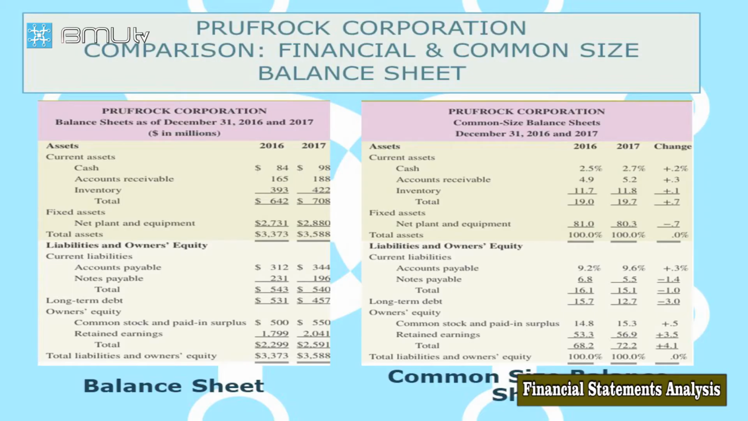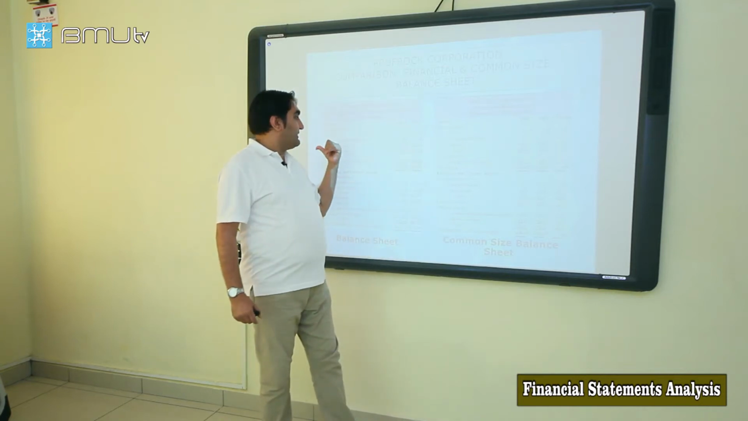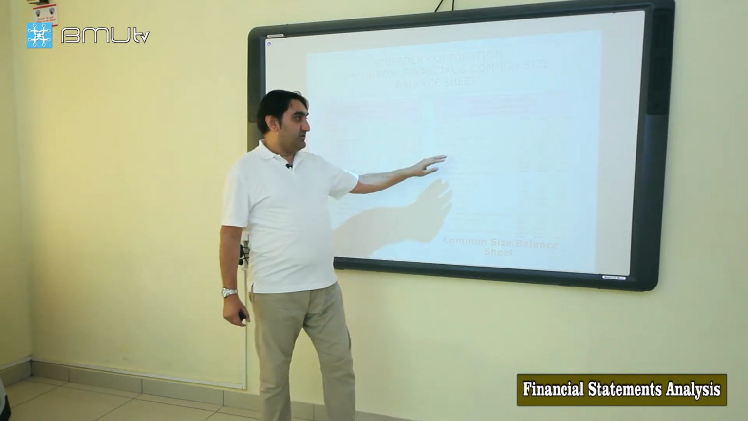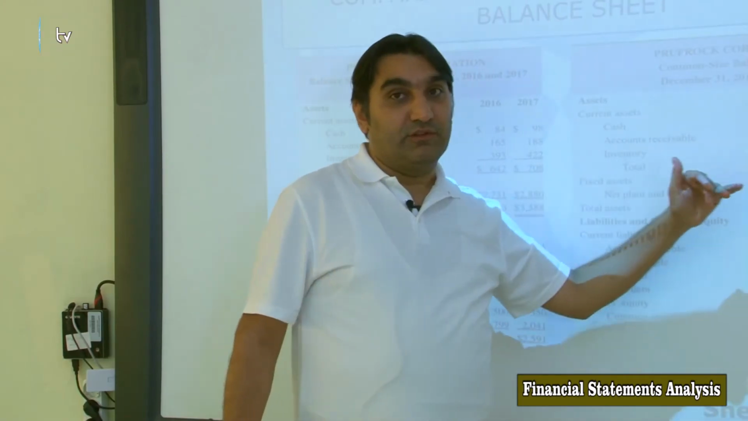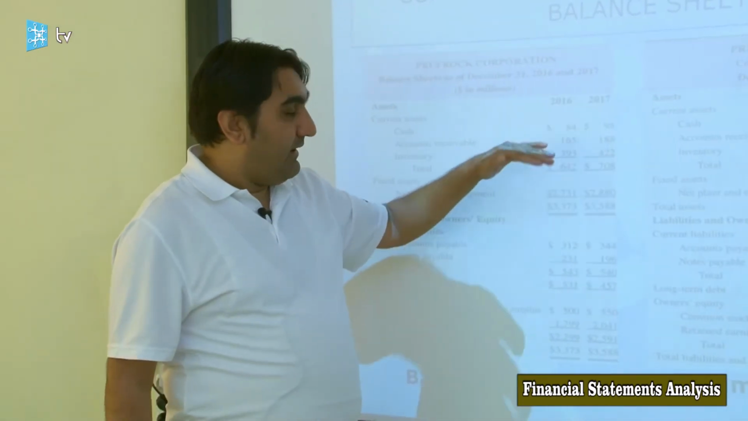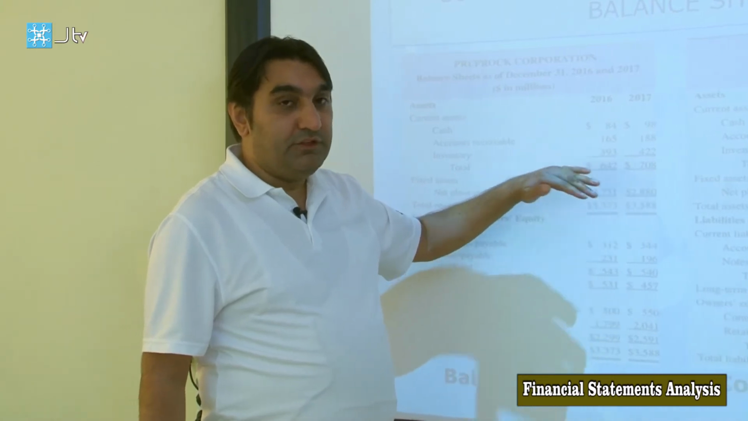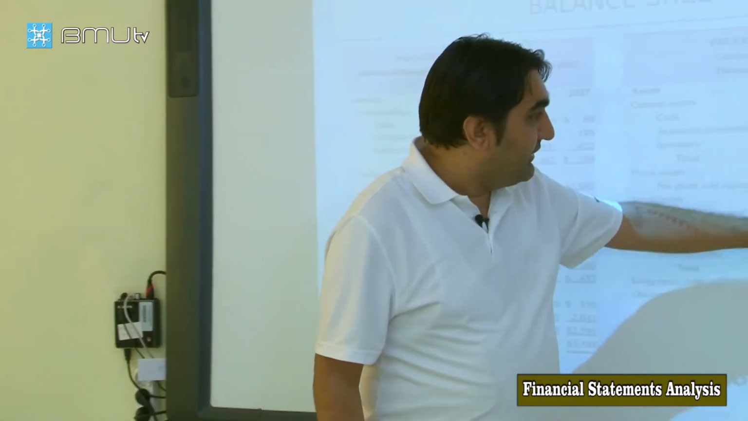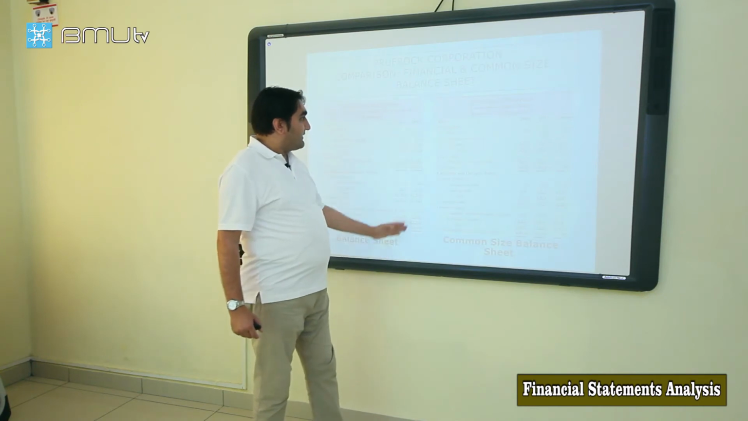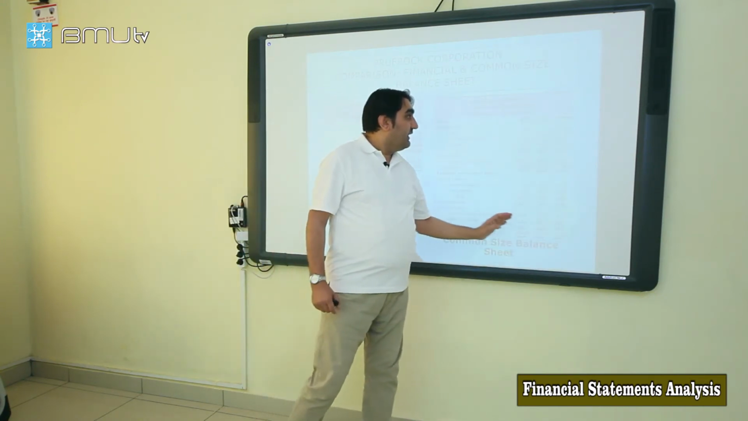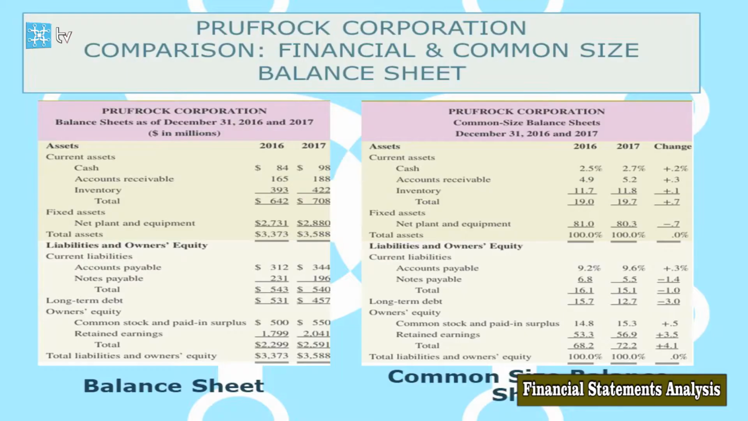Here we convert, for example, cash of $84 million, with total assets of $3 billion. So we convert this number, it is 2.5% of total assets. Accounts receivable is $165 million, that is 4.9% of total assets. So we convert all balance sheet items into a percentage of total assets. So this is for 2016. Again, we do it for 2017. So it makes it more sensible than just showing numbers.